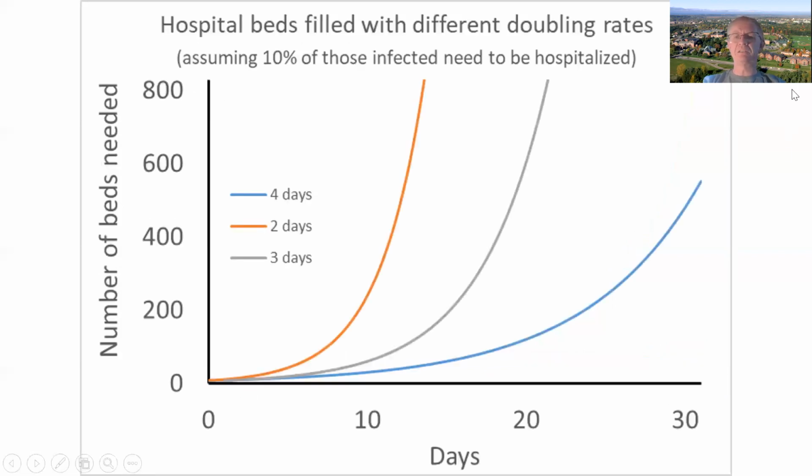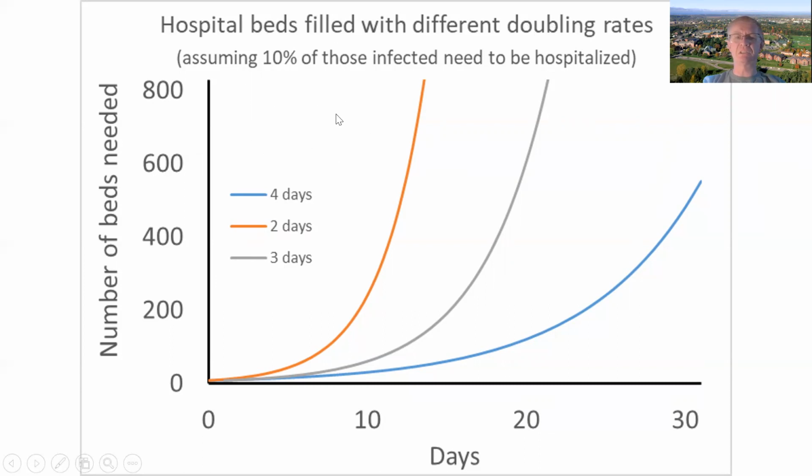All right, another way to look at this is to consider the facilities that we have in Vermont, and you could apply this to any location you like. Get your local numbers, folks. Here is the number of hospital beds filled with different doubling rates, and assuming 10% of those folks infected need to be hospitalized. Why did I choose 10%? I needed to choose something, and I went with 10%. So that may not be an accurate number, but I had to plug something in.